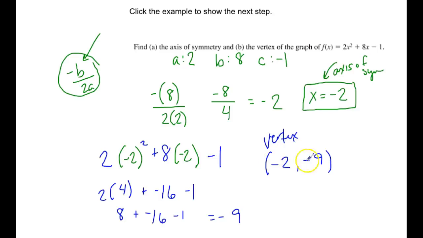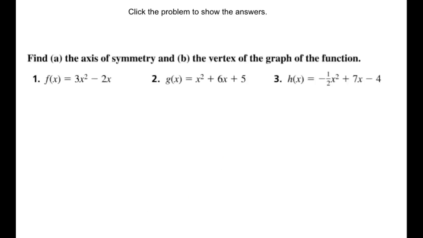So now I know my vertex, and I know that it opens up. On this next example, we're going to talk about some domain and range as well. But first, I want you to try these and see if you can find the axis of symmetry and the vertex. Don't forget negative b over 2a. You're going to use this over and over again. This is the big important thing to remember from this section.